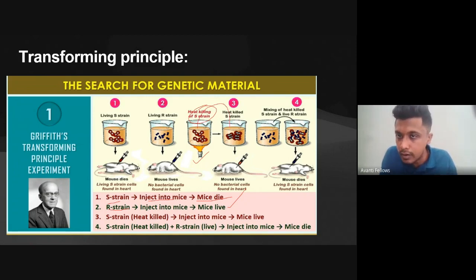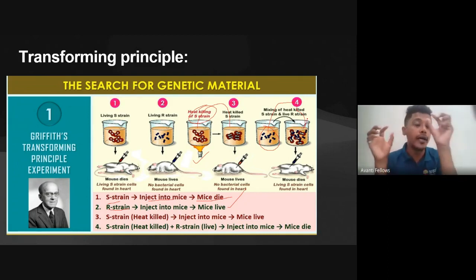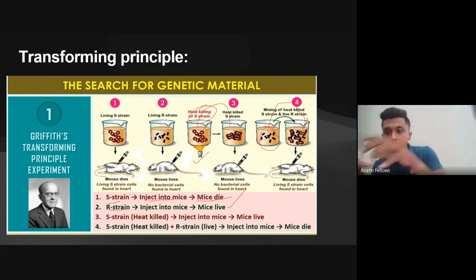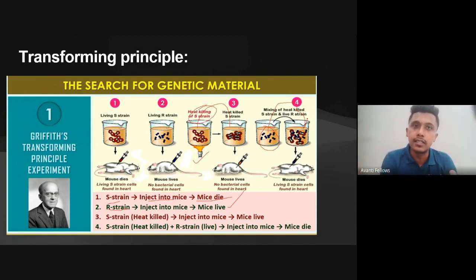Are you understanding? So let's take, here it is, sorry. He takes this heat-killed smooth strain and mixes it with the rough strain. Now what happens? The virulent character from the smooth strain got transferred into the rough strain. Now when he injected it into the mice, they die.